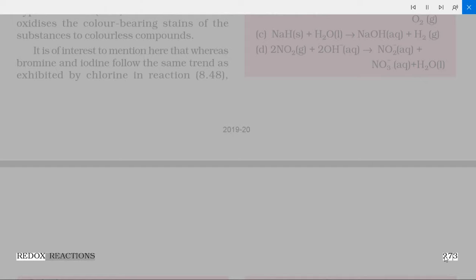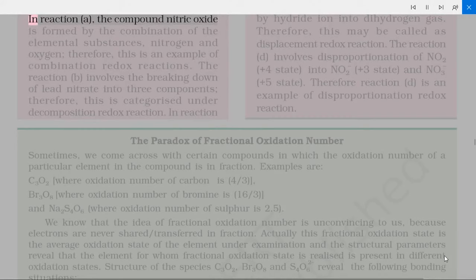Solution in reaction A. The compound nitric oxide is formed by the combination of the elemental substances, nitrogen and oxygen. Therefore, this is an example of combination redox reactions. Reaction B involves the breaking down of lead nitrate into three components. Therefore, this is categorized under decomposition redox reaction.